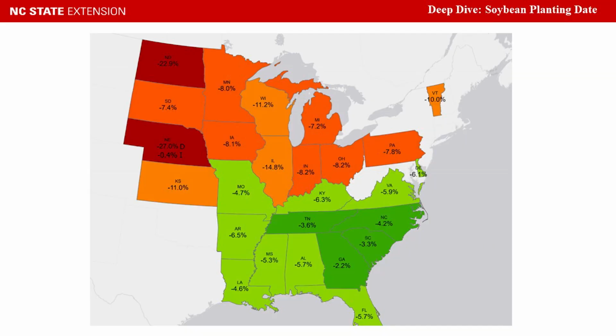So we know there's this interest in early planting, and a lot of farmers in the state want to try to plant their soybeans earlier than historically done to try to capitalize on some of the yield benefits.